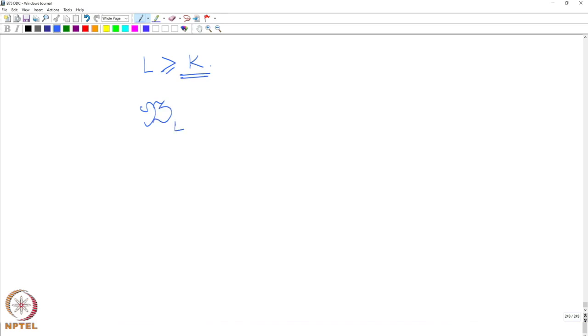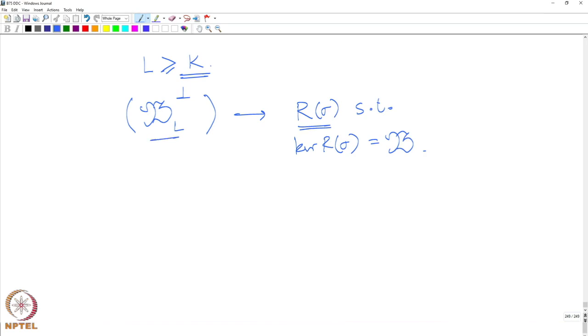If I know this BL, then finding out BL perp should be enough, because L is beyond the saturation point, and the data that I have about BL perp will give me this matrix R sigma such that the kernel of R sigma will be equal to B. Yeah, the kernel of R sigma will give us everything in this BL perp, but everything in this BL perp also means that we have information about all of B perp, in fact all of the annihilating polynomials. Fine. What is the data that I have?